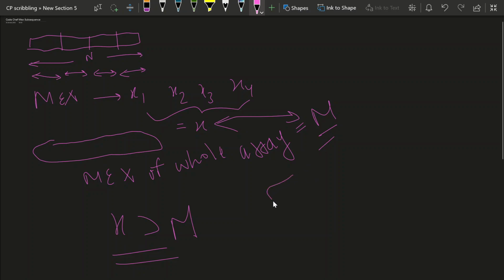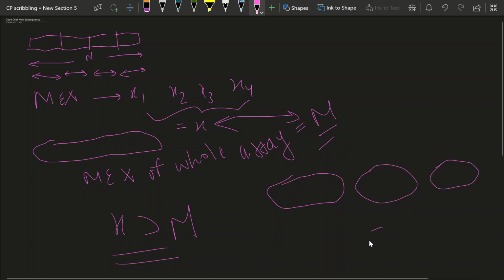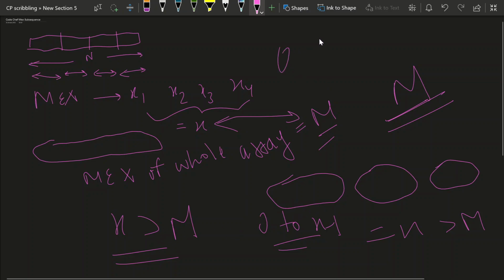So you want all of these segments to have a max equal to x, and x is greater than m. But when you found the max of this whole array, you knew that m is the smallest non-negative element that is not present in the whole array. So in order to get x to be greater than m, all of these segments should contain the values from 0 to m minus 1, that is, 0 to x minus 1. And since x is already greater than m, you want all the values from 0 to m to be present.